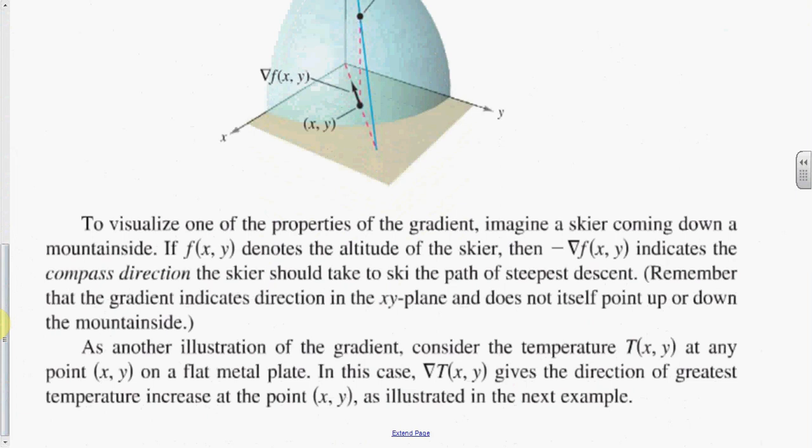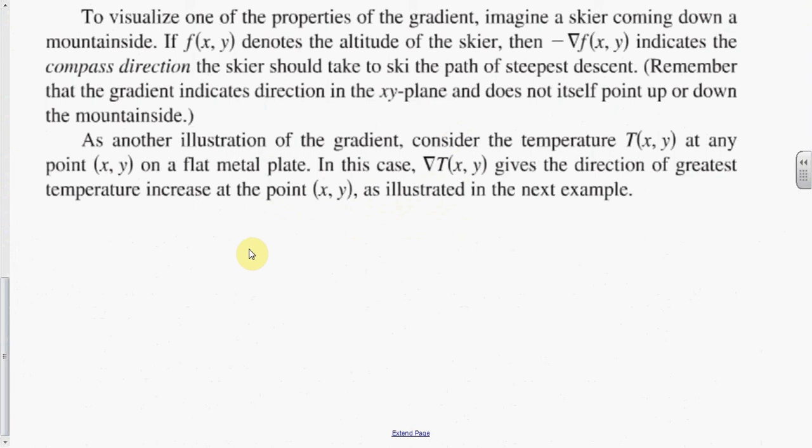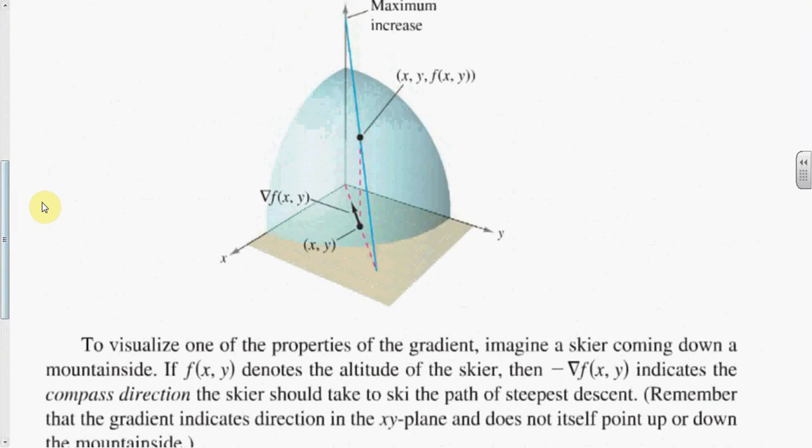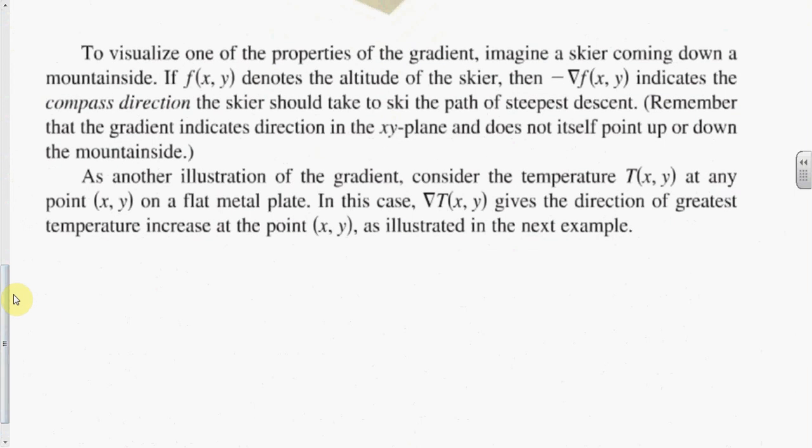Another illustration of the gradient, consider the so-called temperature function, capital T. At any point in some flat metal plate, the gradient of the temperature gives the direction of the greatest temperature increase at the point. And there was the graphic for that, but I didn't pull it up from the book. But I think you get the point.